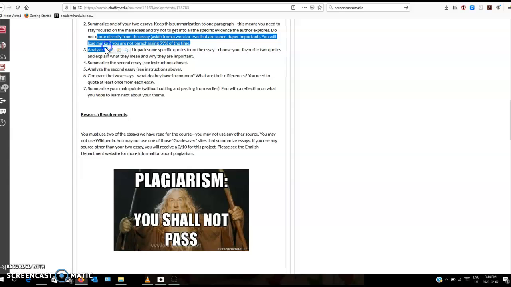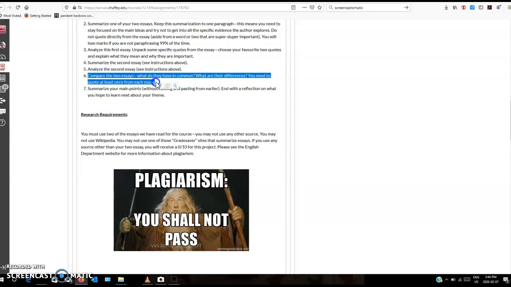And you might choose a topic like how they address race or gender or something like that. So I would do summarizing, then analyze. Then I would move on to my second essay. I would summarize my second essay, analyze that essay. And then in my 6th paragraph, I would compare the 2 essays. What do they have in common? What are their differences? And then, as I note here, you need to quote at least once from each essay. So you should be quoting in paragraphs 3, 5, and 6.